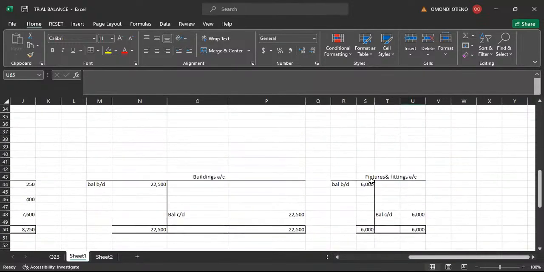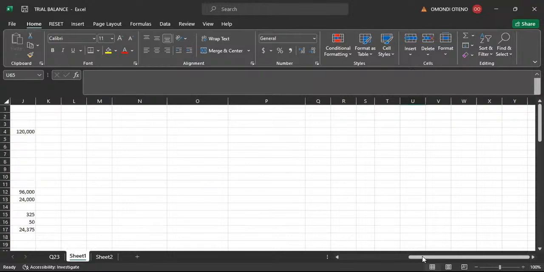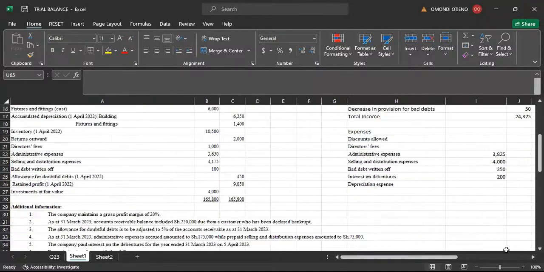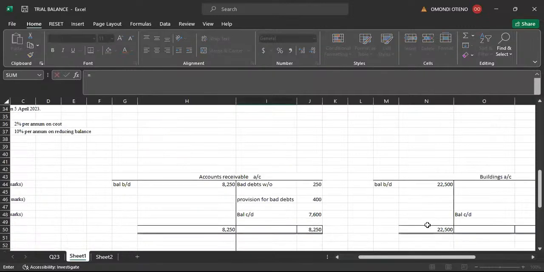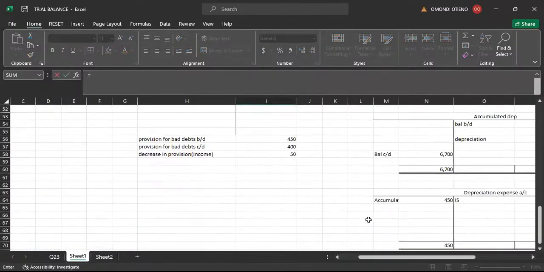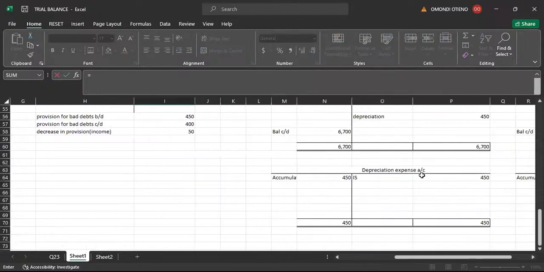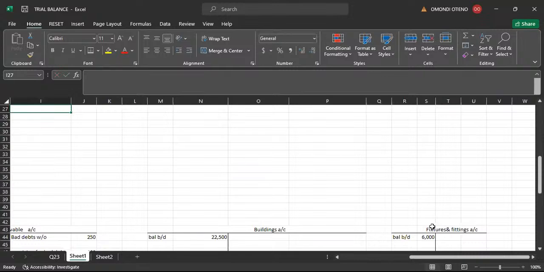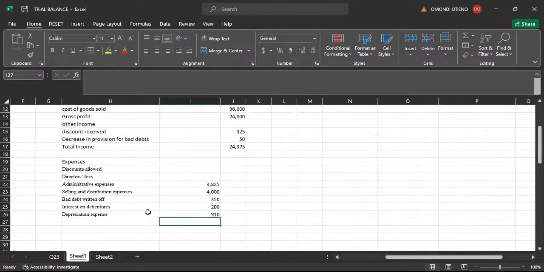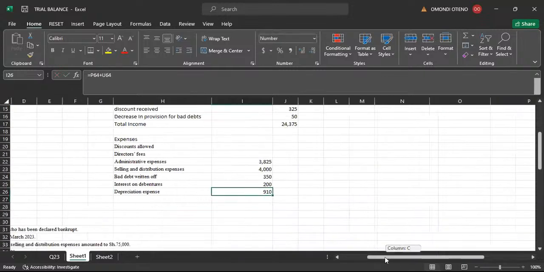So once I've dealt with those two assets, I can now proudly come to this section here and insert the depreciation expense for the year. So depreciation expense will be equivalent to depreciation expense for the building. This one here is what I'm taking to income statement. And then I add what I'm supposed to take to income statement for fixtures and fittings. So that is what I was required to do for depreciation expense.